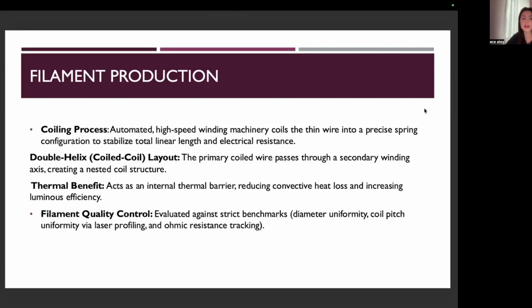Once the required diameter is achieved, the wire proceeds to the coiling stage. Automated winding machines wrap the wire into a precise spring-like structure. In modern incandescent bulbs, a coiled-coil configuration is commonly used. A primary coil is wound again into a secondary coil. This design reduces heat loss, improves efficiency, and allows a longer filament to fit inside a small bulb. Finally, the filament undergoes quality control procedures, including checks for diameter uniformity, coil geometry, and electrical resistance.